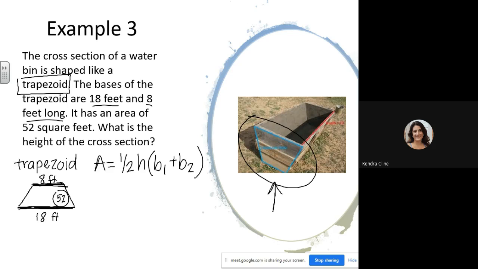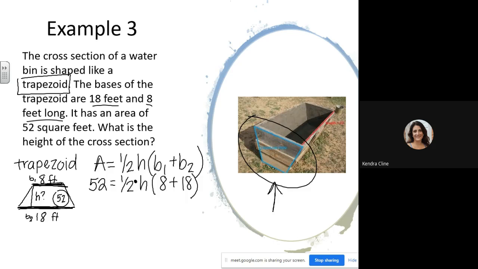Okay, I'm going to plug in what I know. I know the area is 52. Bring down half because that's going to change. I'm going to indicate that's multiplication. I don't know the height. We need to add that there. That's what I don't know. So I'm going to leave H there. But I know my bases. Here's base 1, base 2. My bases are 8 and 18.